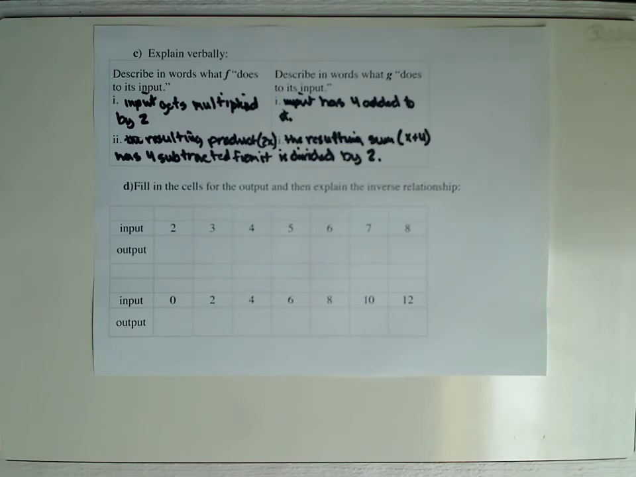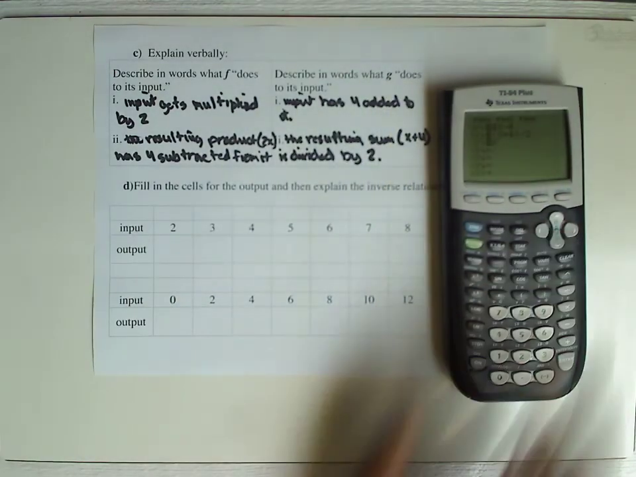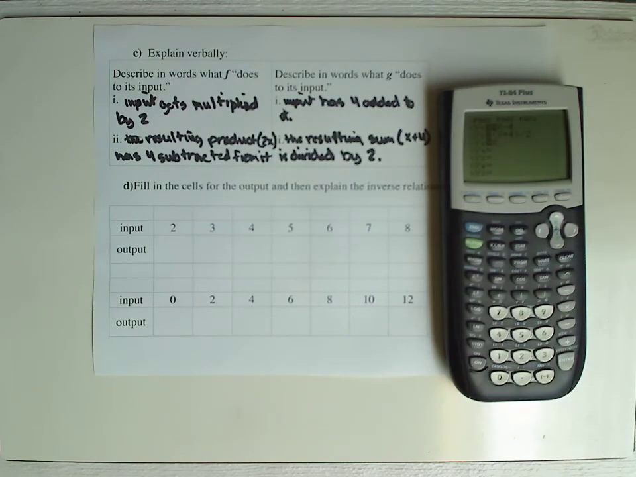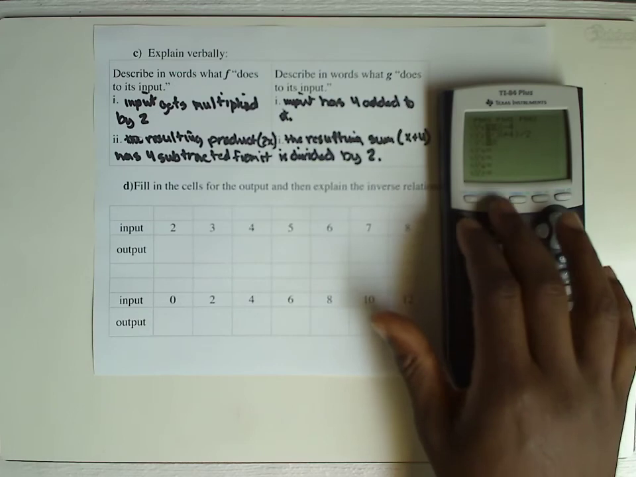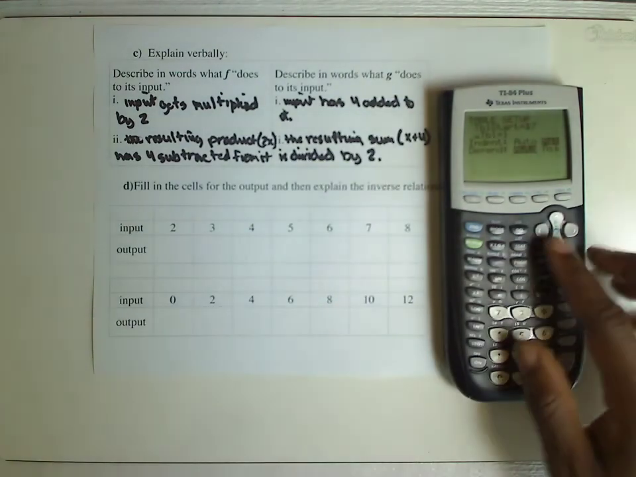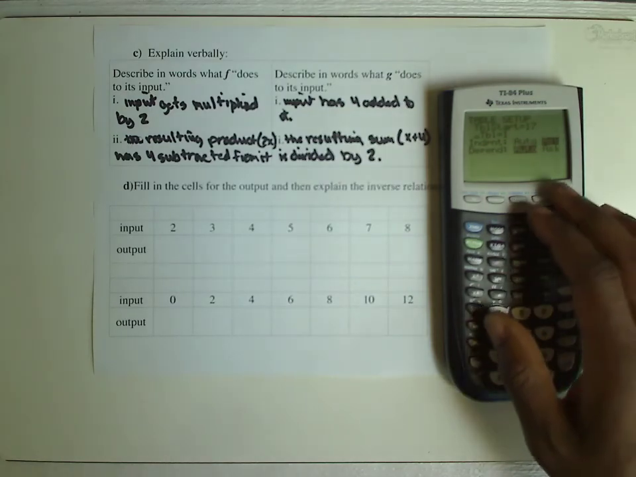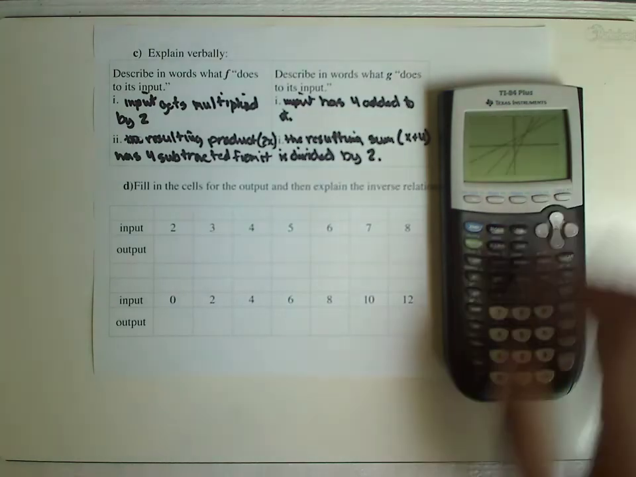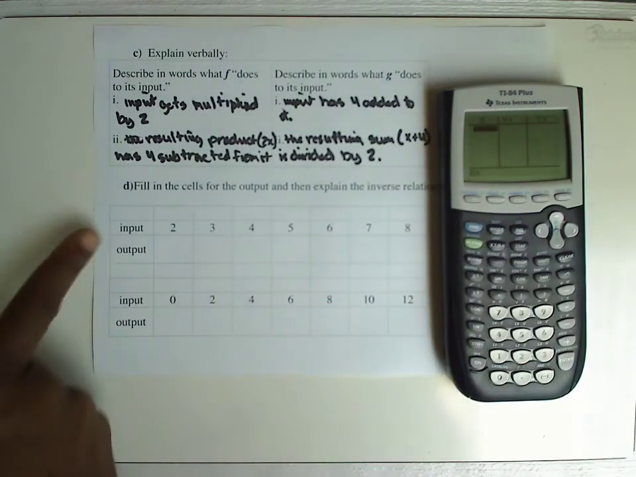For D, we're supposed to fill in the cells for outputs and explain the inverse relationship. An easy way to do that is if we bring back in the calculator. I've got in there my same formulas as when I graphed it, but what I can do this time is use the table. I'll go to second table set, and I've already got it in there, but I want my independent variable to be set to ask. So it's already set up for me to do that.